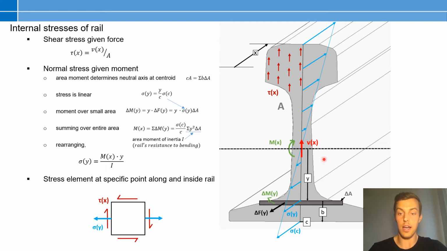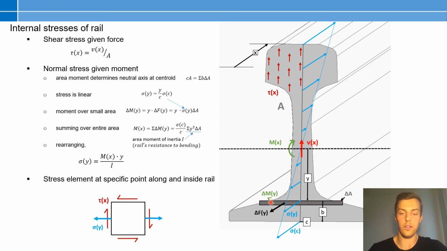Now we can take any section cut as shown by this light gray area and look at the stresses inside of it. And the first thing we notice is that the shear stress will distribute evenly throughout the entire area, giving us shear stresses in the vertical direction.